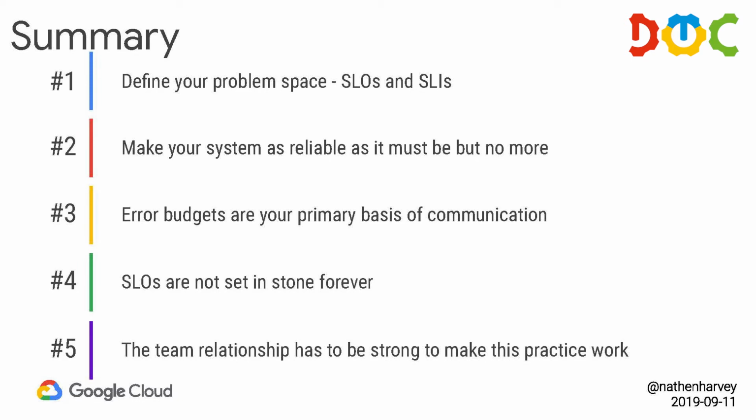Error budgets are your primary basis for communication. We have to have shared language with the business, with one another. And through an error budget, we can use this to talk with our product owners about what that prioritization looks like. We can talk with developers to make sure that they're working on the right things.